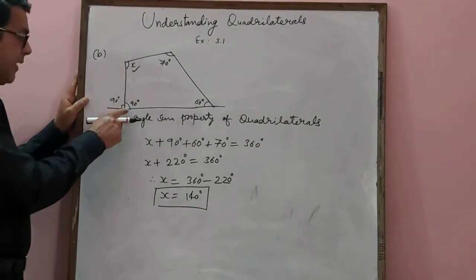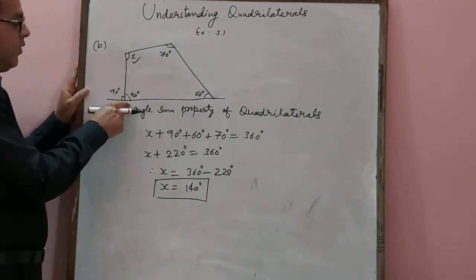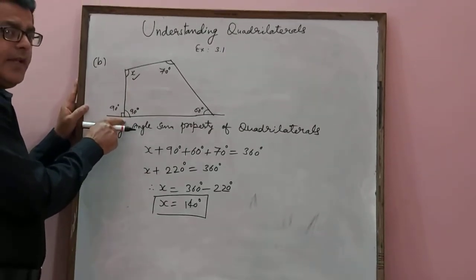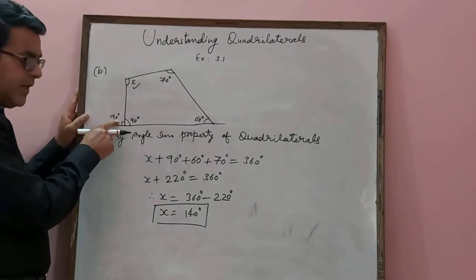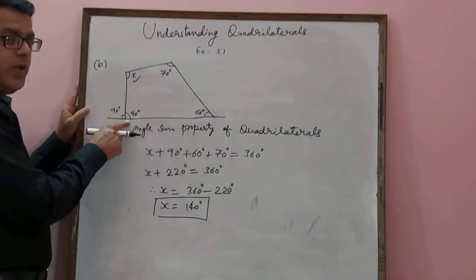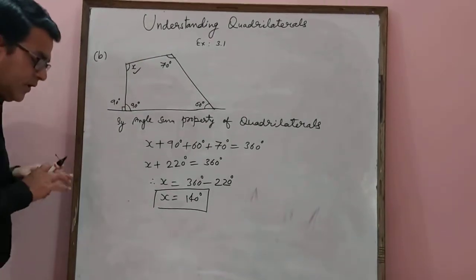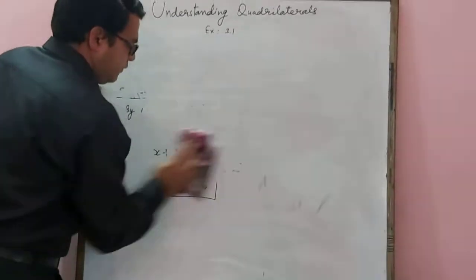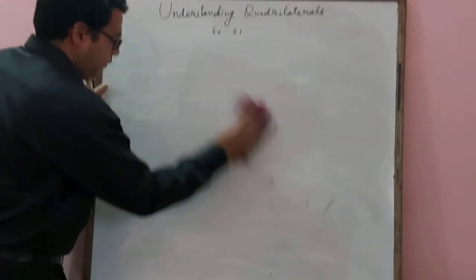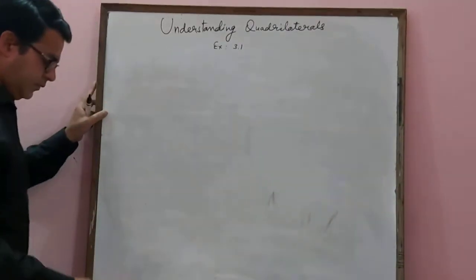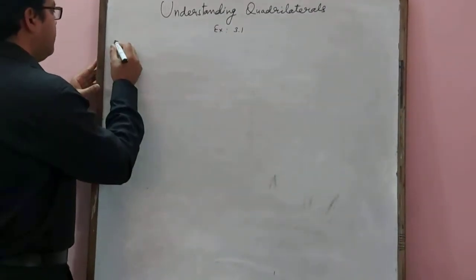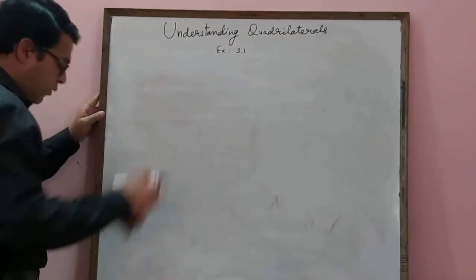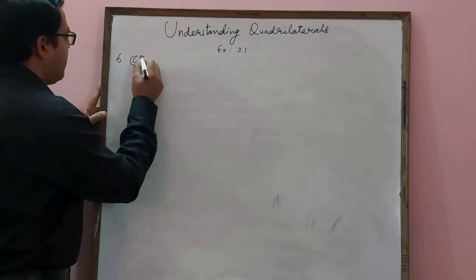You must know this interior angle. We can find this interior angle with the help of a linear pair. Since this outside angle is 90 degree, this angle will also be 90 degree. Got it? Now the third part I am solving. It's the C part. Sorry, it's question number 6, C part.